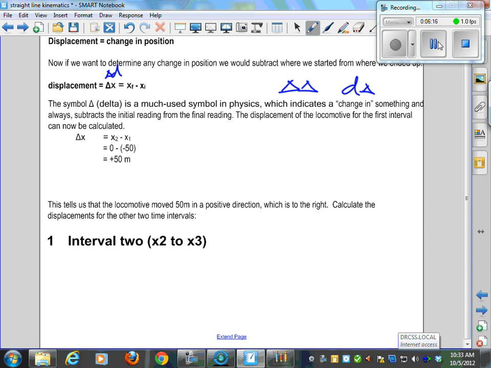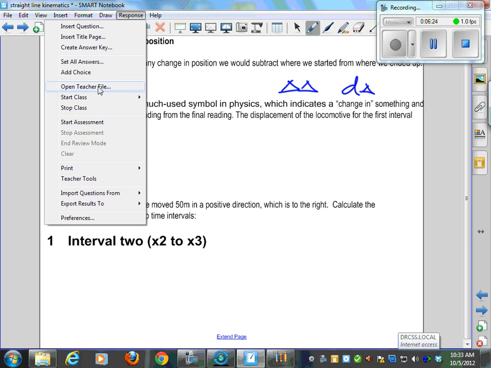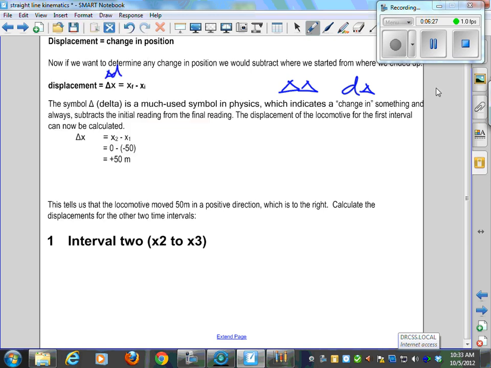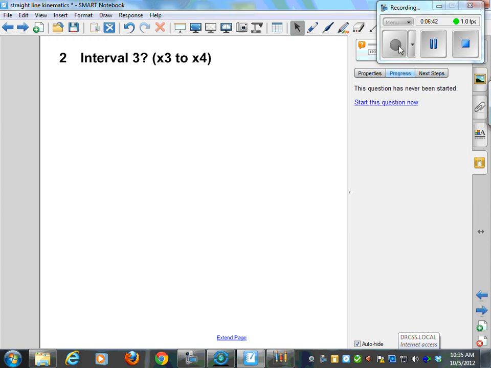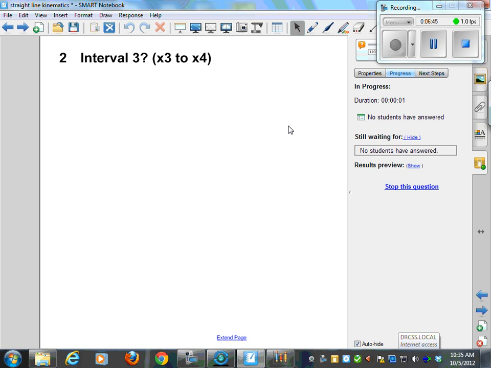All right, so with your clicker, tell me what's the displacement for x2 to x3? No, you tell me. The correct answer is 40, from 0 to 40. Plus 40 is the displacement. You probably don't need a plus. All right, I'll give you another chance. This time, x3 to x4. What's the displacement from x3 to x4? How do we do this time?